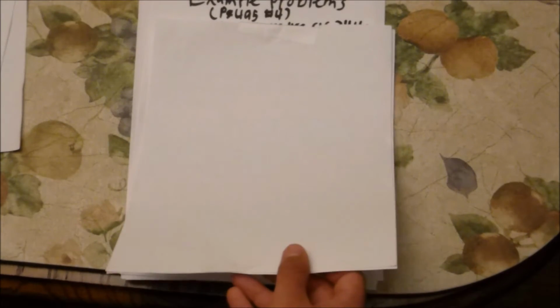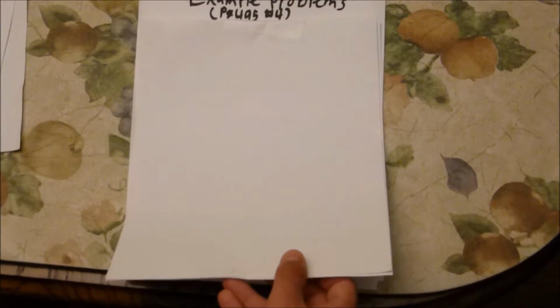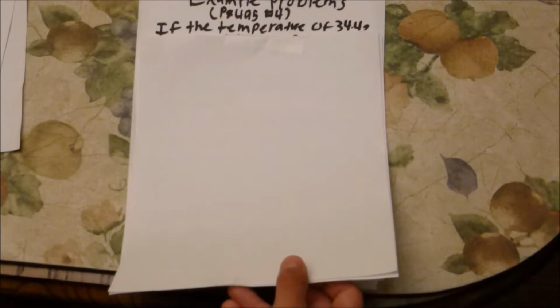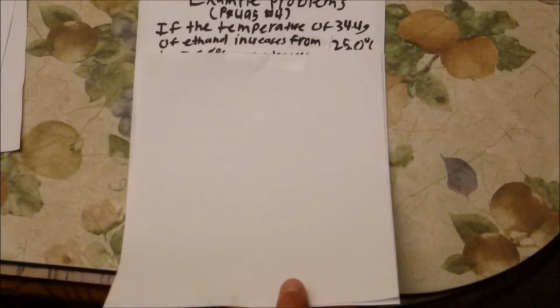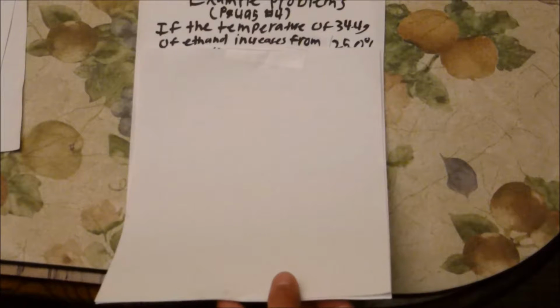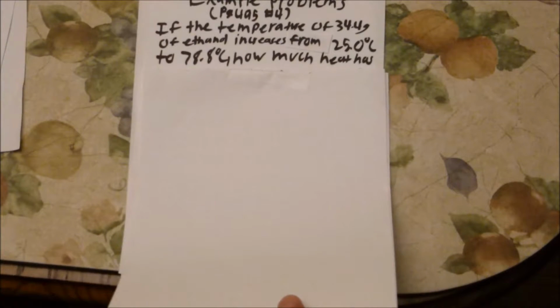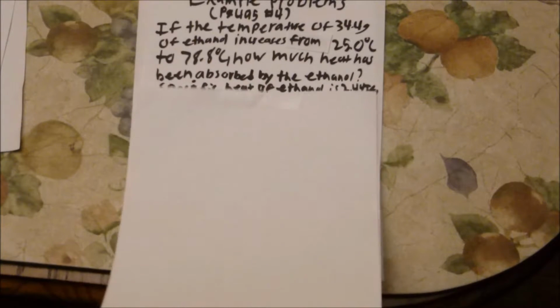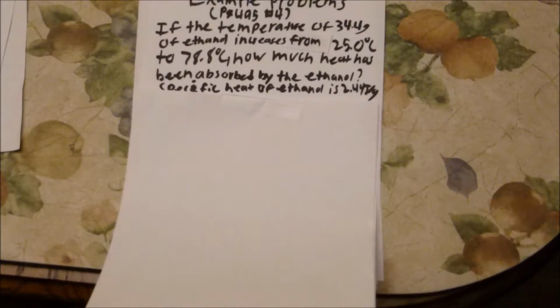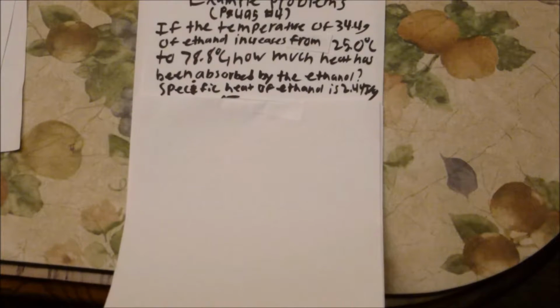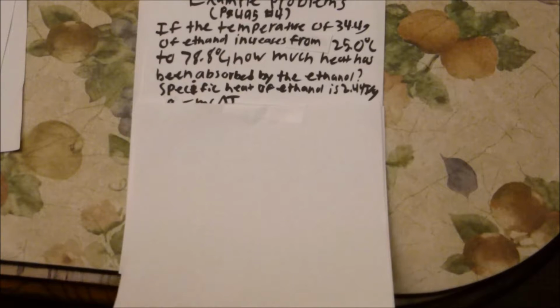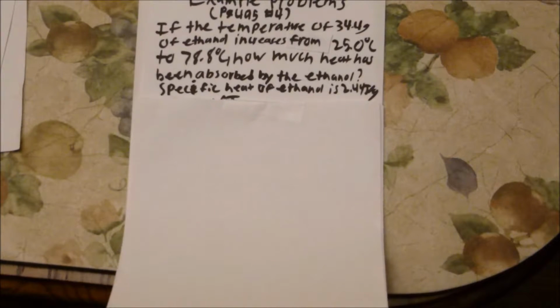So a problem associated with this formula would be this. If the temperature of 34.4 grams of ethanol increases from 25 degrees Celsius to 78.8 degrees Celsius, how much heat has been absorbed by the ethanol? Specific heat of ethanol is 2.44 joules over grams times Celsius. So the first thing you must do is ask yourself, what is the question asking? The question is asking what has been absorbed, which in other words is what is Q.